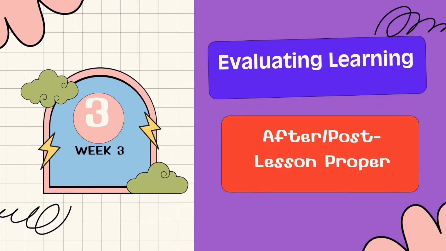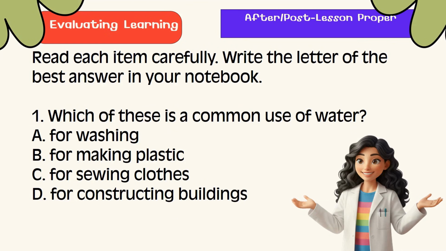Evaluating learning. Read each item carefully. Write the letter of the best answer in your notebook. Number 1. Which of these is a common use of water? A. For washing. B. For making plastic. C. For sewing clothes. D. For constructing buildings.